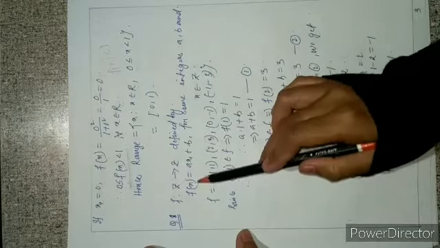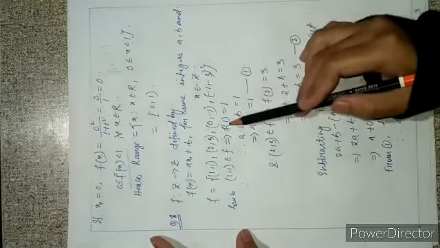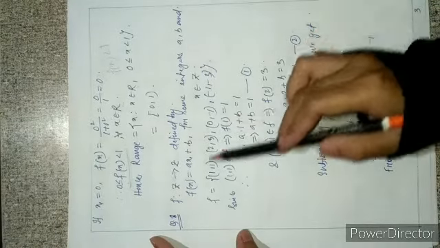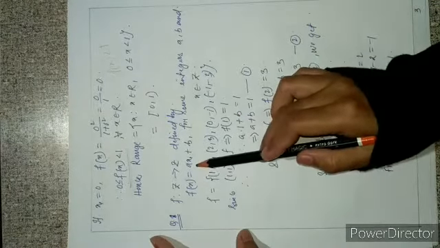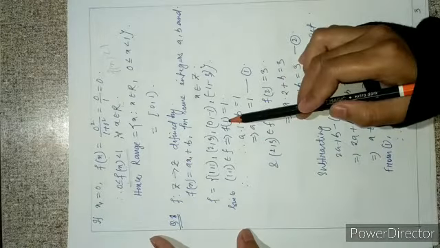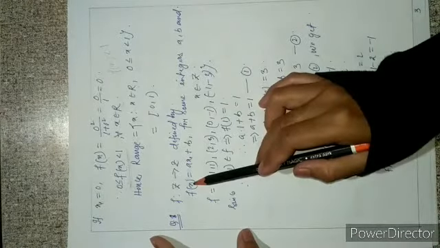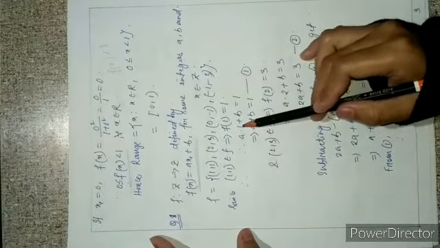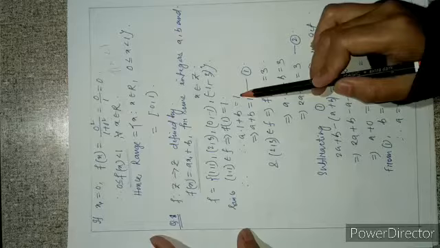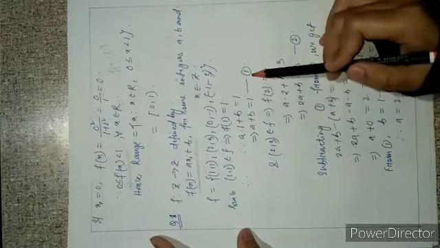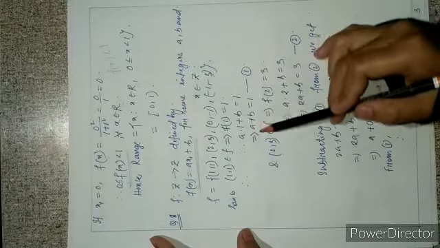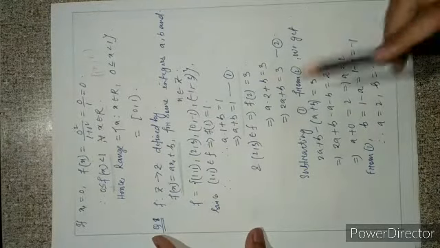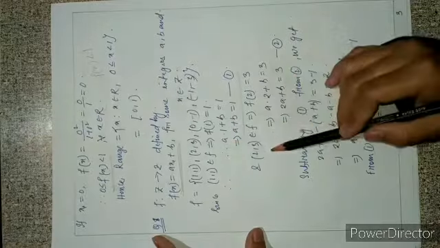Since f(x) is defined as ax + b, f(1) = 1 means putting x = 1 in this equation, a into 1 plus b will be equal to 1. So a + b = 1. This is equation number 1.